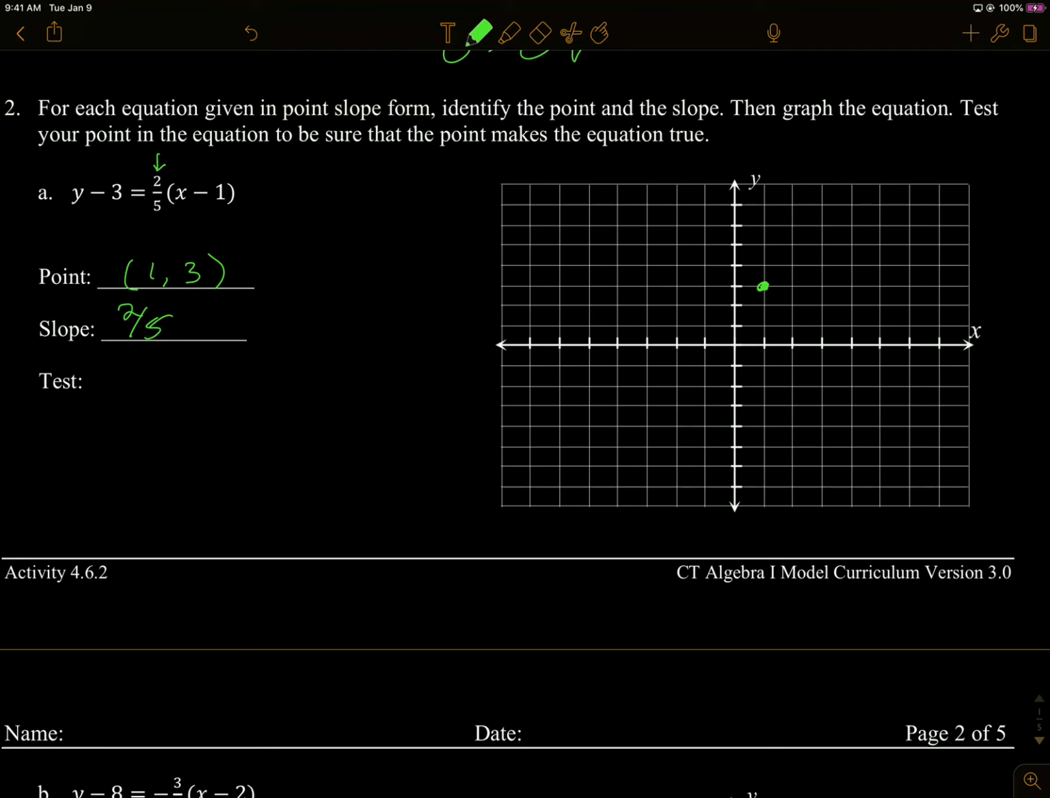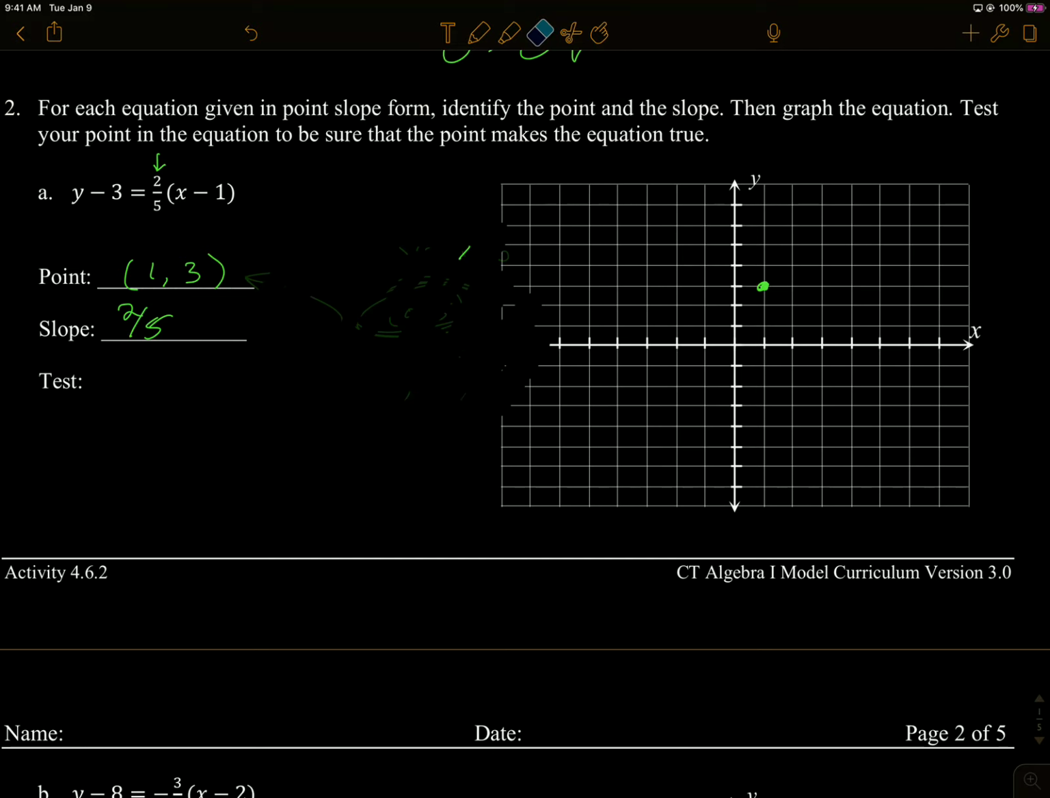And then slope always tells us how to get from one point to another. So just like when we had y equals mx plus b, we would first graph the y-intercept. Then from there, we would use the slope to come up with our new point. We're going to do the same thing, except our starting point's not going to be a y-intercept. It's going to be whatever that point was that we got.